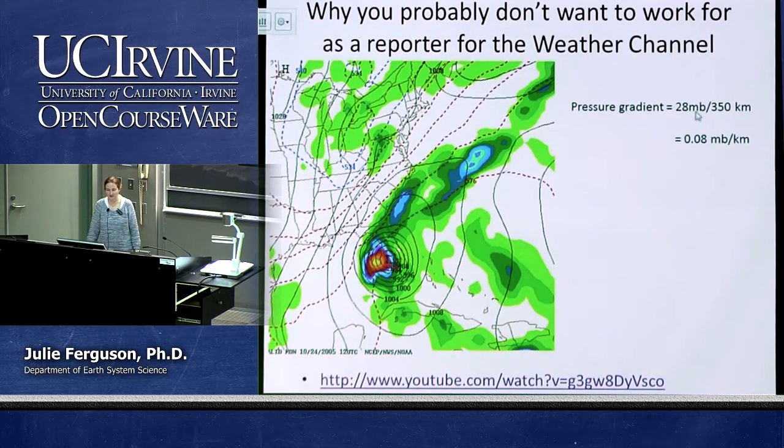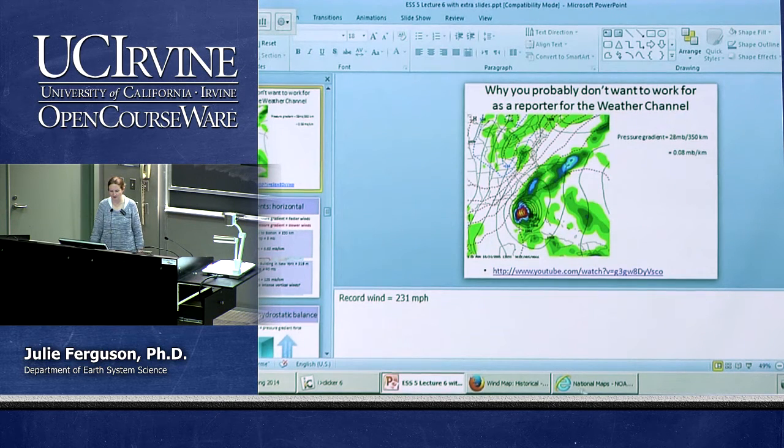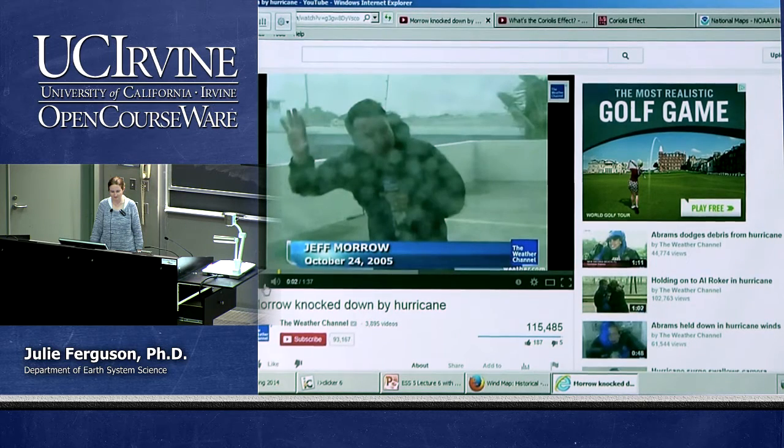And so we can do the same thing. We can work out the pressure gradient. So the pressure gradient, maybe over the same sort of distance, might be 28 millibars instead of 8. But that still means it's only about 0.08 millibars per kilometer. I don't often give career advice, but this is one time I might. So why you don't want to work for the Weather Channel?